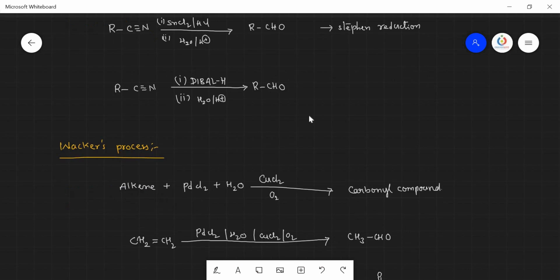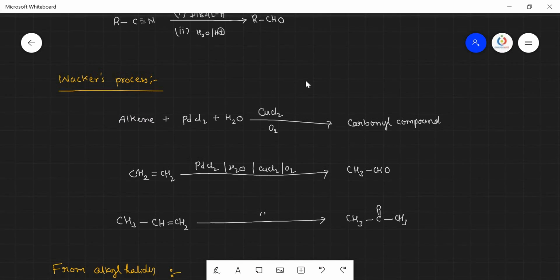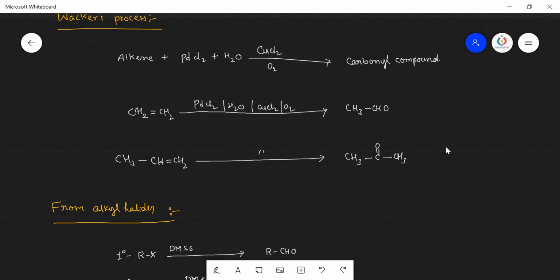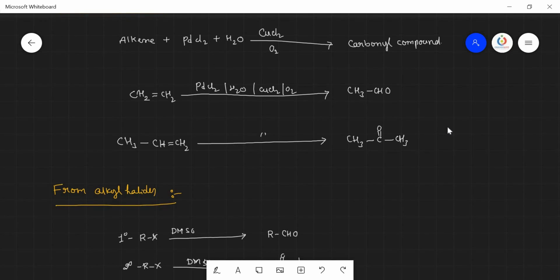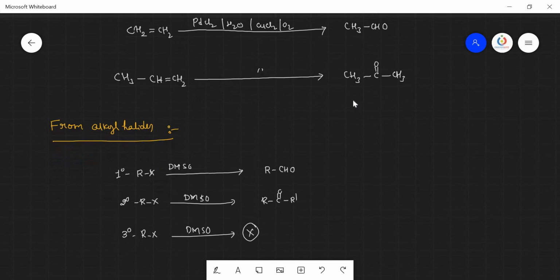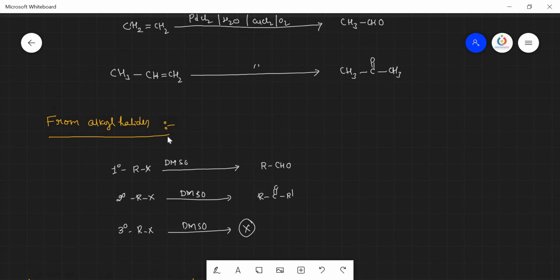Now, Wacker's process. In this Wacker's process, alkene on reaction with PdCl2, palladium chloride, and H2O in the presence of CuCl2 and air or oxygen gives the carbonyl compound. What type of carbonyl compound is produced depends on the type of alkene we select. If you take the ethene molecule, you will get acetaldehyde, but all other types of alkenes give the ketones.